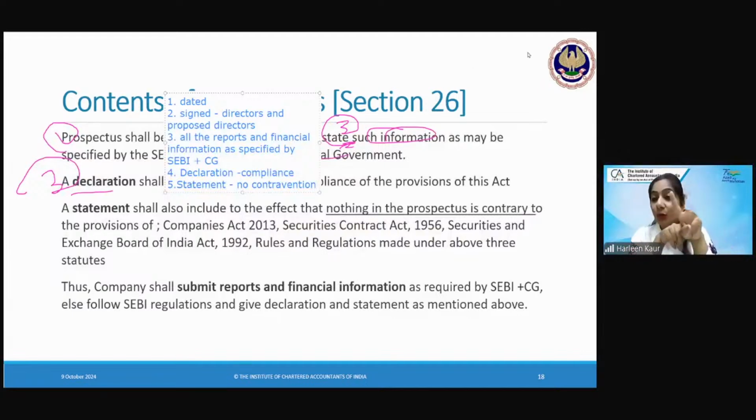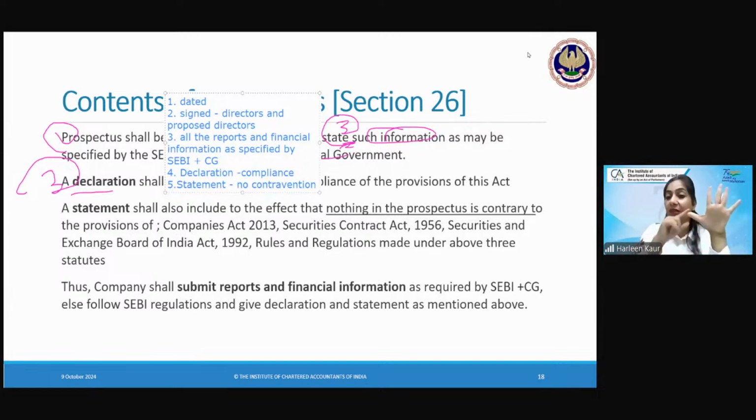So what three acts are we going to follow when we are offering the securities to the public? Companies Act, which we are already doing, and the rules along with that. Securities Contract Act, because we are offering the securities now. We have done the definition of securities. So Securities Contract Act toh banta hai. And SEBI is anyways there. SEBI's full form, Securities and Exchange Board of India. So these three acts have been properly complied with. We have not done any contravention. While making the prospectus, we have checked whether all these provisions have been followed properly or not. This is what the company has to include in this prospectus.